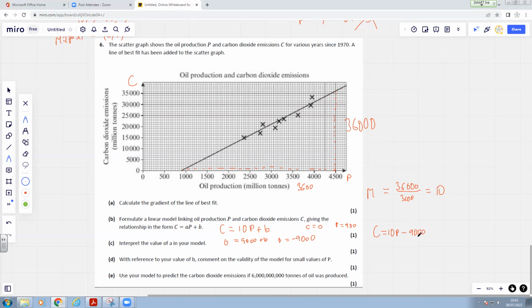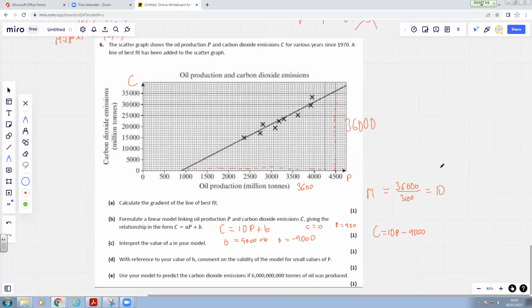Can I point out as well that we're dealing with C and P, which are already in the millions of tons. And also there's tolerance in these kind of questions. So if you haven't got exactly 10, say you got 9.95 or something like that, that's fine. They absolutely accept that.